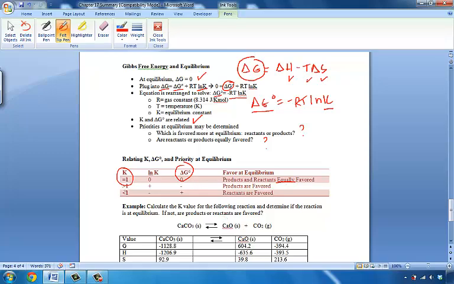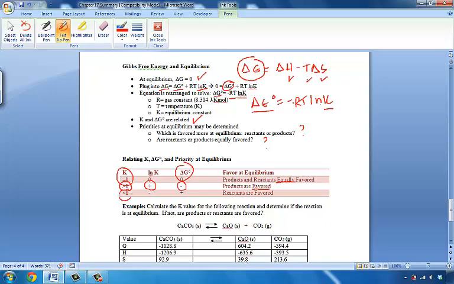If your K is greater than 1, let's say 2, hypothetically, the natural log of a number greater than 1 is a positive value. So ln of 2 is 0.693. That's a positive value. And when ln K is positive, a positive times a negative gives you a negative ΔG°. And negative ΔG° corresponds to a K value that's greater than 1, where products are favored over reactants.